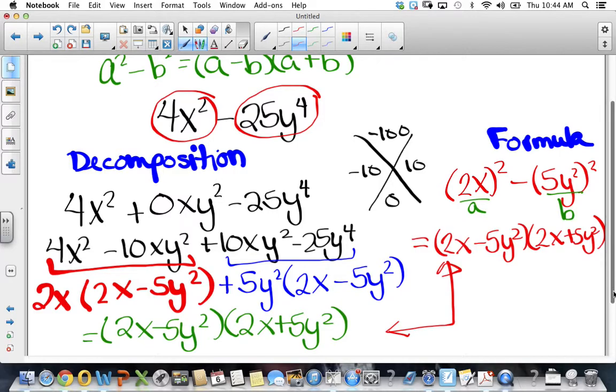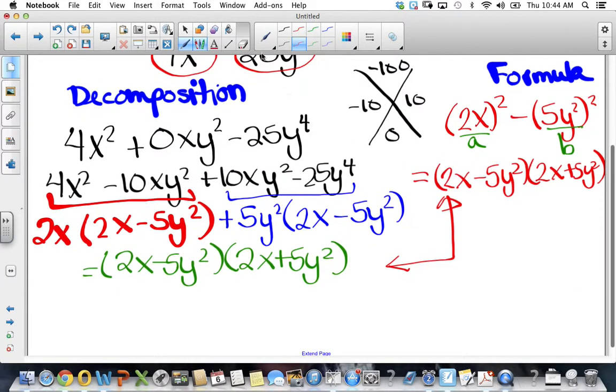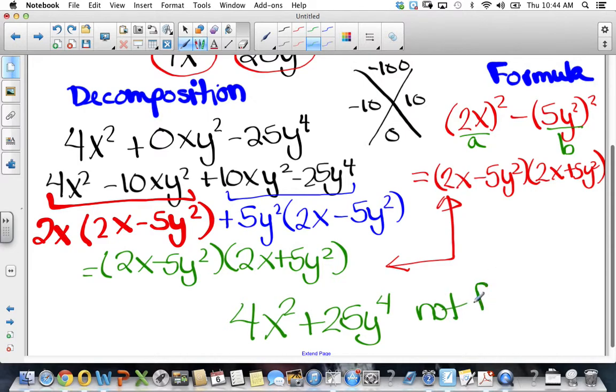The biggest mistake people make is they try to factor a sum of squares. A sum of squares is not factorable. So if your problem said this, this is a sum of squares. This is not factorable. In fact, it's prime. It cannot be factored.